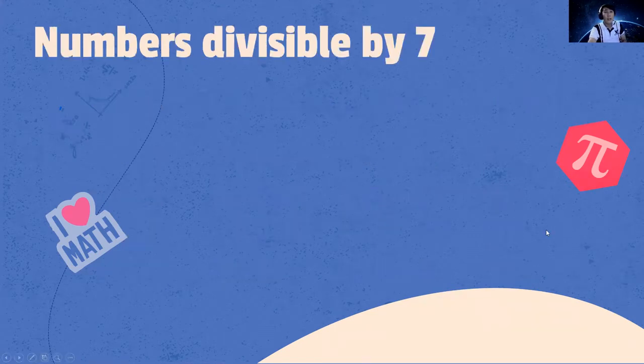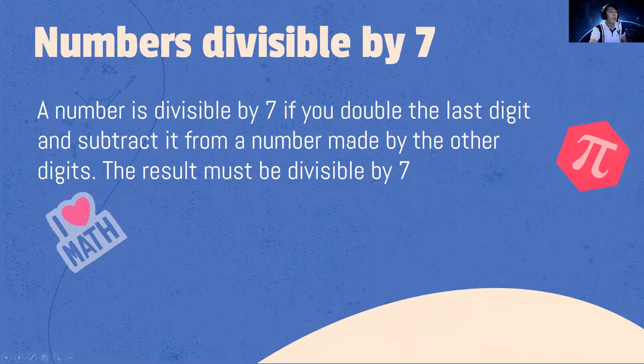Let's move on. Numbers divisible by 7. How are we going to know if a number is divisible by 7? Here is the rule. A number is divisible by 7 if you double the last digit and subtract it from a number made by the other digits. The result must be divisible by 7.